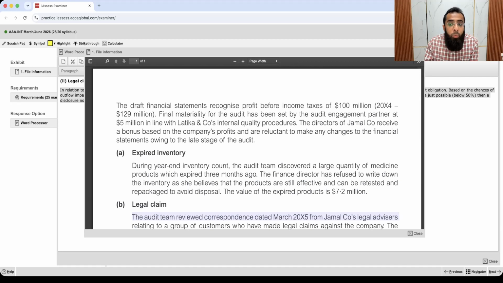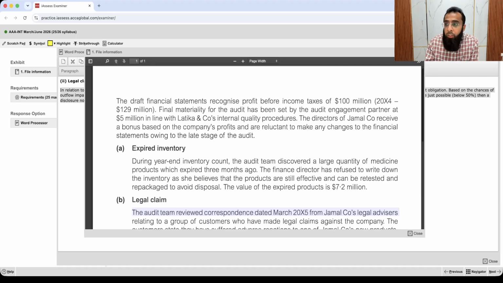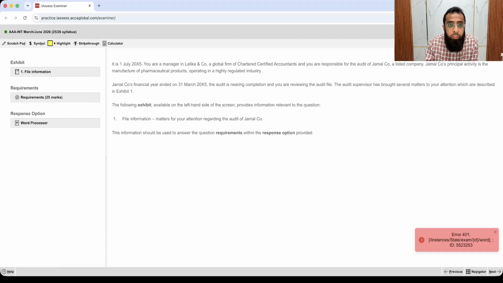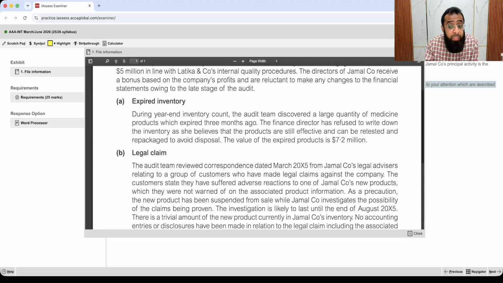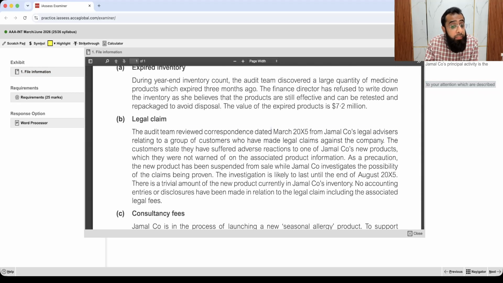Now see, what is your year end? If I look at the year end, it's given in the introduction screen. My year end is 31st of March 20x5. Now this means that at the year end, this claim existed. Correspondence dated March 20x5. So this claim existed, but the investigation will go on till the end of August 20x5, which is after the year end.